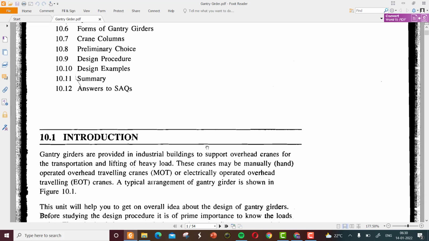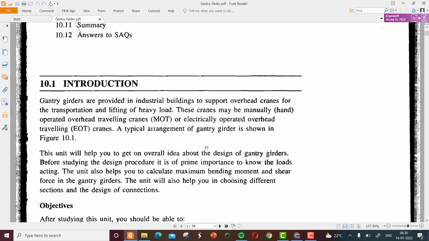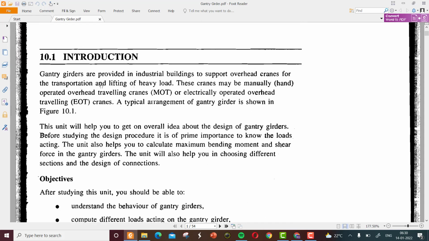So the loadings, as I told, make the design a challenging one. And in the introduction part, it tells that there are two types of gantry girders. One is a manually operated traveling crane, and the other one is the EOT crane, the electrically operated overhead traveling crane. So in a question paper it may be typed MOT, manually operated, and EOT, electrically operated. It doesn't differ much for the structural engineer. It's only the mechanical part.